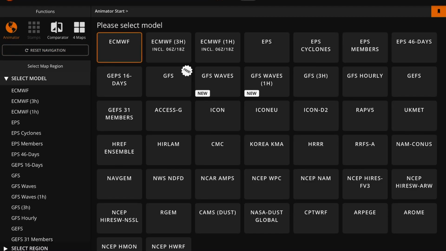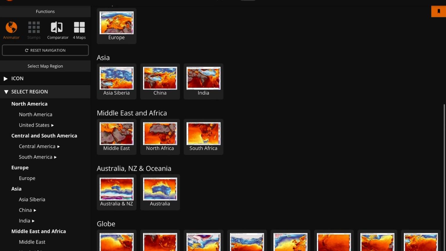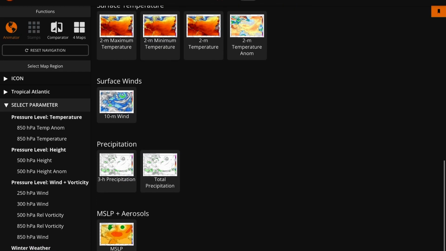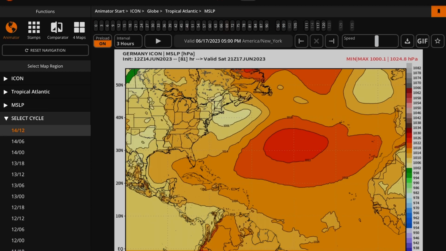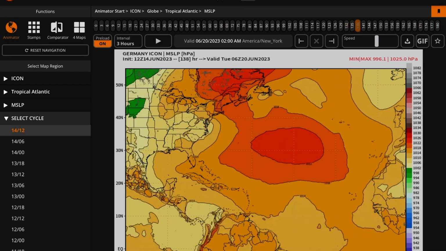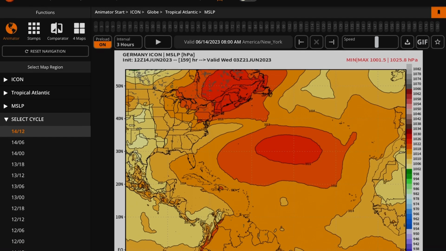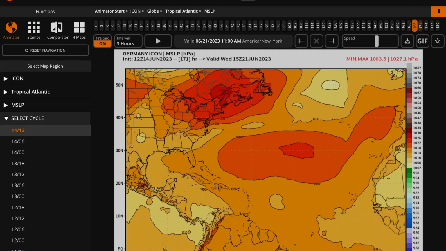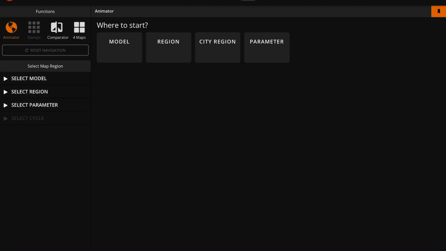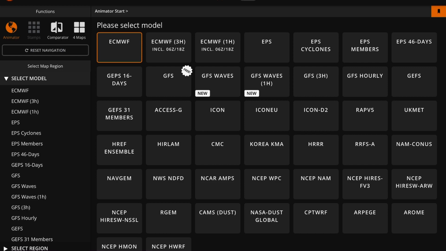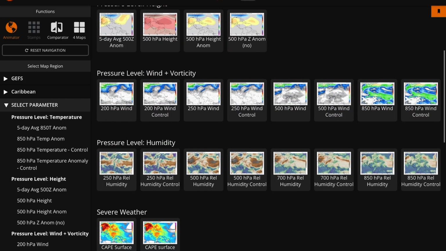And finally, if we go to the ICON, and we're going to go to the tropical Atlantic, and we are going to go to MSLP. We see they're kind of showing a low crossing the Atlantic a bit. If you see there, we have some weak low in the middle of the MDR trying to form. So yeah, sorry. Anyway, if we go to the GEFS, Caribbean. Sorry, again.